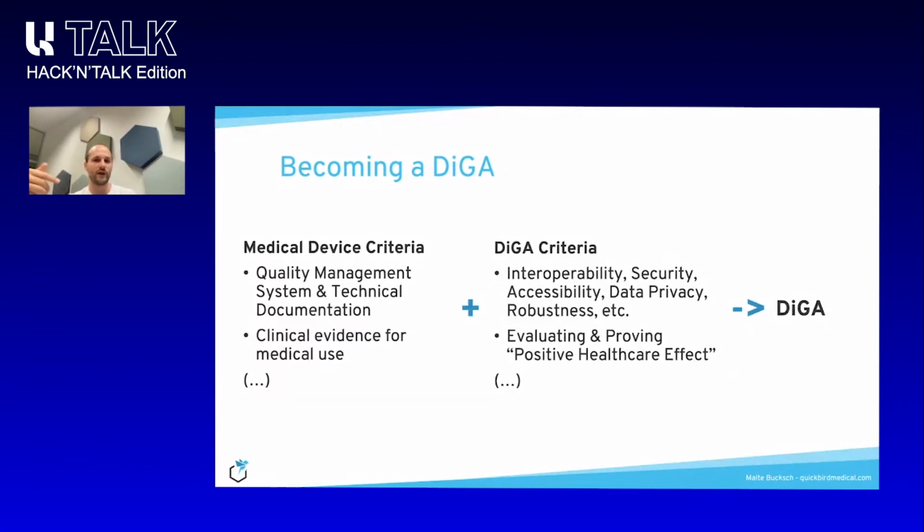If you cannot prove that, you cannot get into the DiGA-Verzeichnis, which is good, because otherwise you would have useless apps in the DiGA-Verzeichnis that would get money from the public insurances, and that would be bad. And so they put really a lot of effort or a lot of pressure on you having a very solid study for proving the positive healthcare effect. And then you have a DiGA basically with these criteria.